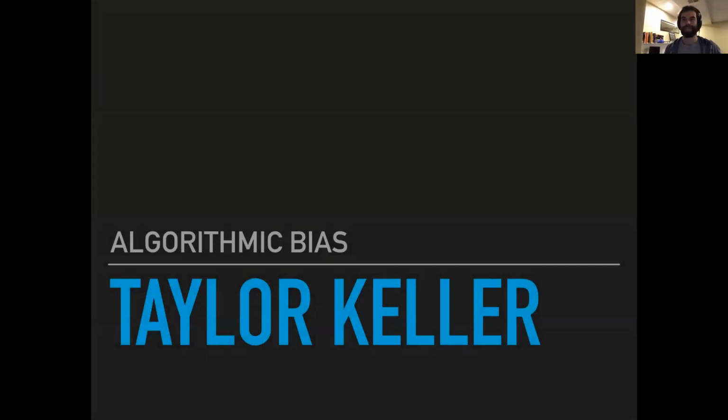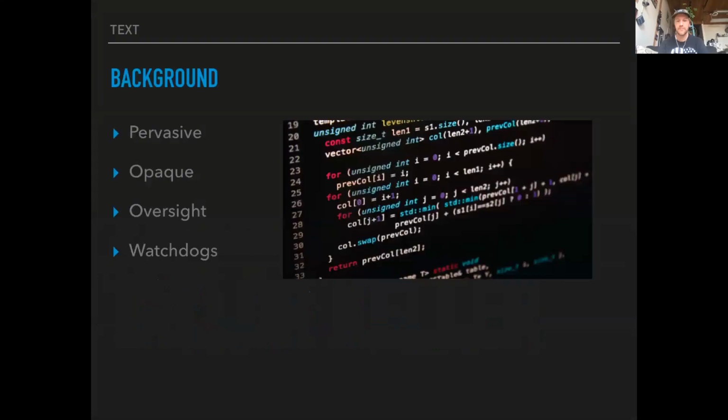All right. Hi, everyone. My name's Taylor. I'm a 2003 back-end student about to finish up. And today we're going to be talking about bias in algorithms. So we'll just start with a little bit of background.